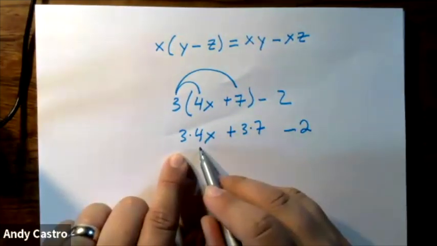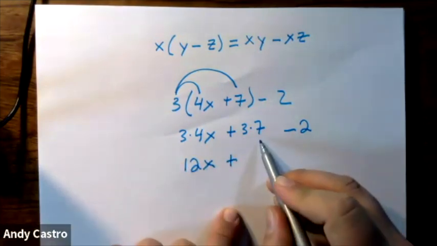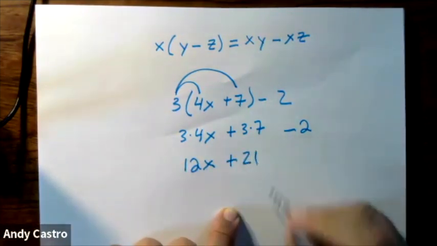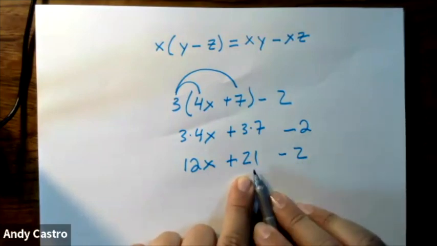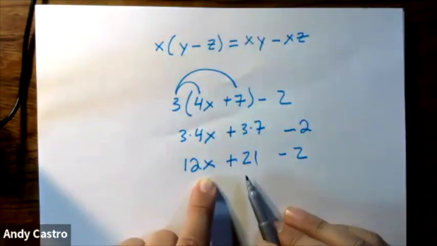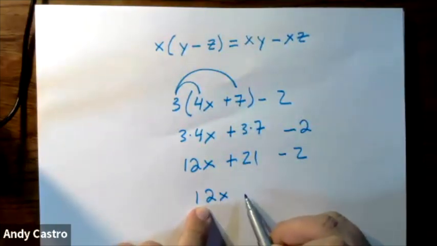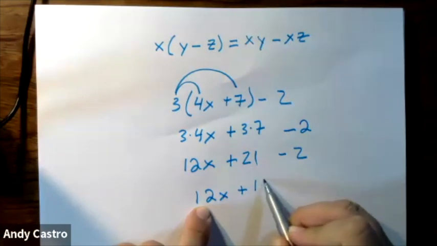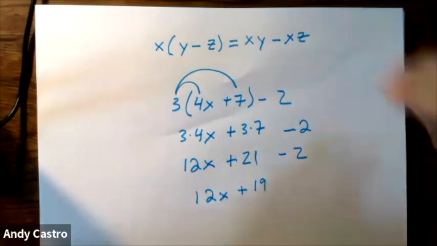All right, 3 times 4 times x is 12x, plus 3 times 7 is 21, minus 2. I can subtract the 2 from the 21, but I don't know what x is. So that becomes 12x plus 19. I'll let you guys write that down.